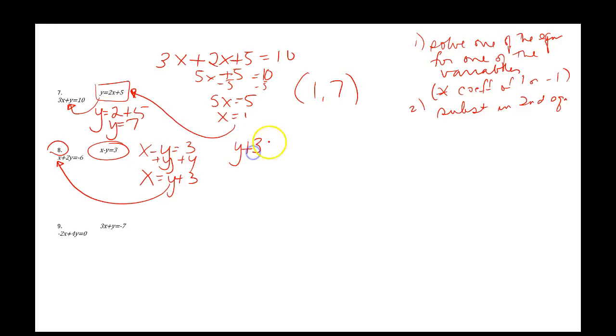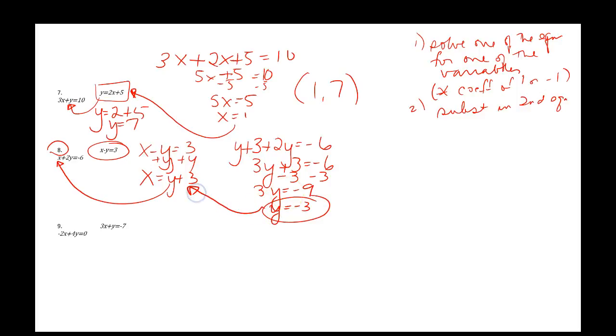Y plus 3 plus 2y equals negative 6. 3y plus 3 equals negative 6. Subtract 3, 3y equals negative 9. Y will equal negative 3. Now again, I take this, I plug it right back into that original equation. X equals negative 3 plus 3, which is 0. So this should be my solution, but I'm going to look at both of these to make sure it works.